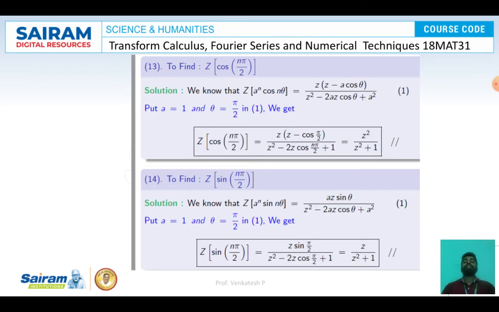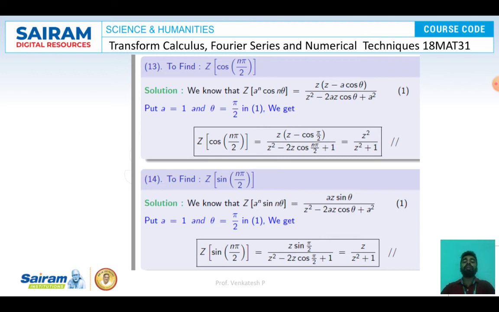So next one is Z transform of cos n pi by 2. Same thing here also, the same Z transform of a^n cos n theta formula I am going to use. So here I will be replacing a is equal to 1 and theta as pi by 2 in the same equation. If I replace a is equal to 1 and the angle as pi by 2 in this equation, I will be getting what? Z transform of cos n pi by 2.